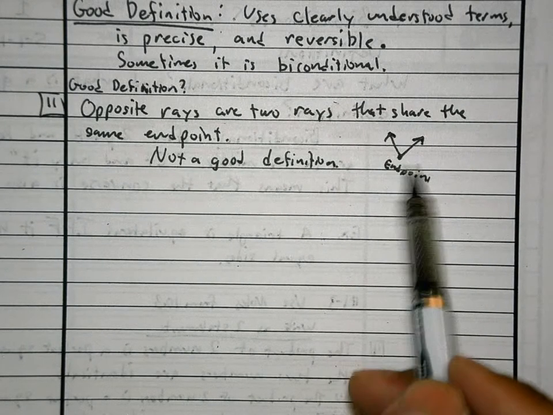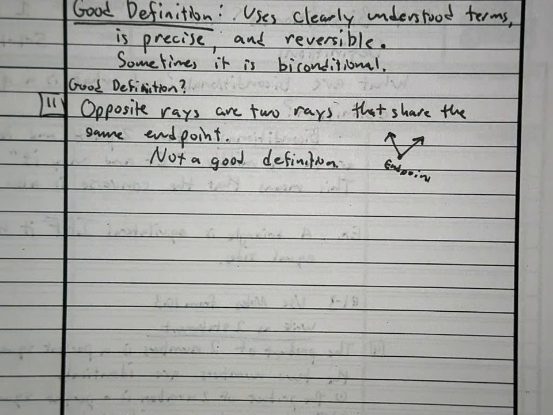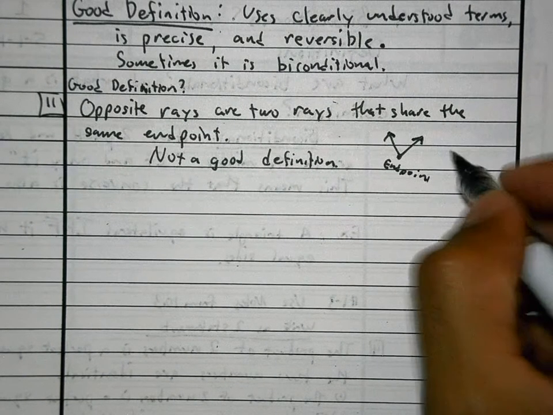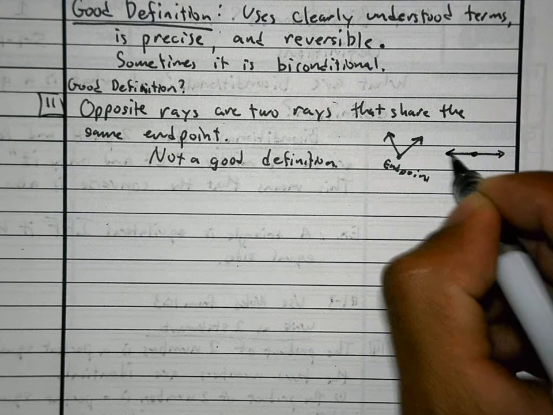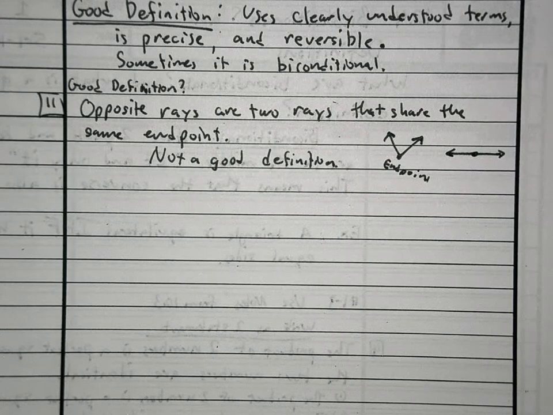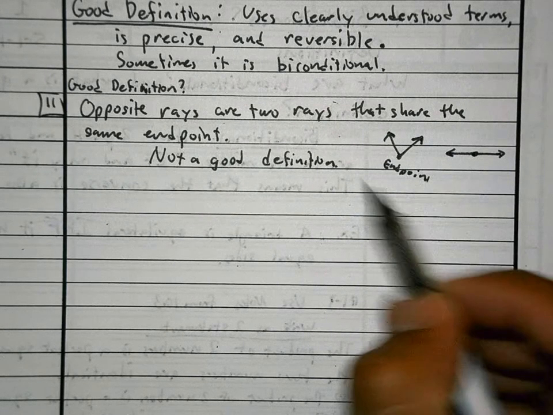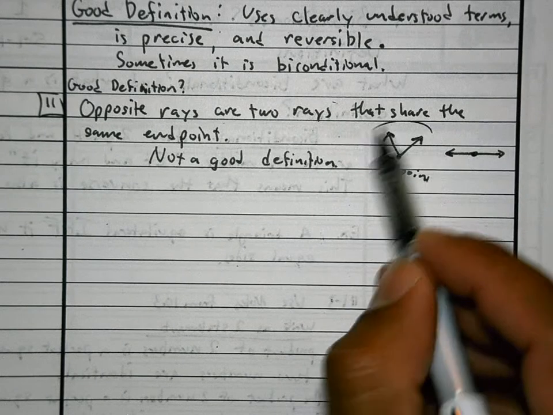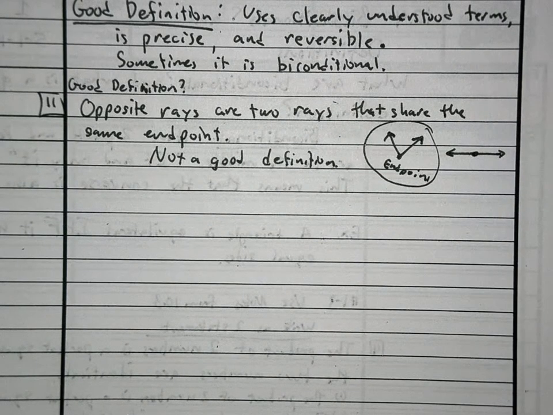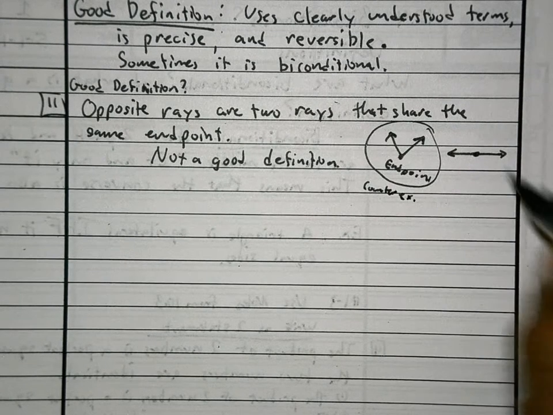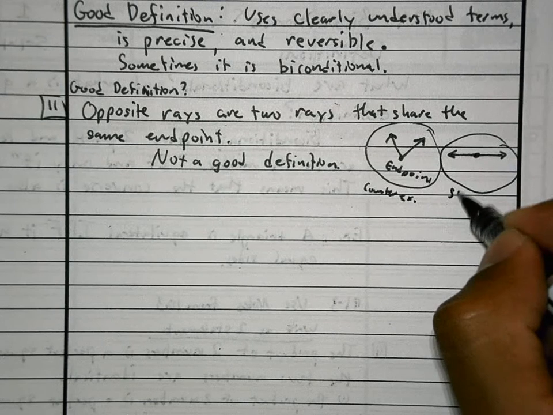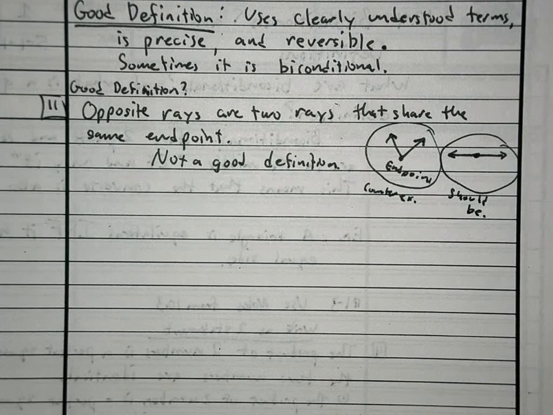Does this form opposite rays? No. What should opposite rays look like? It should look like this. Here's the endpoint. One goes one direction. The other one goes the other direction. That's what it should look like. This is a counterexample. It's not a good definition because of this counterexample. Counterexample. We're going to stop right there with our notes.